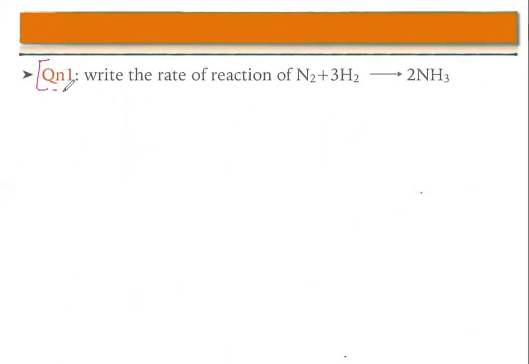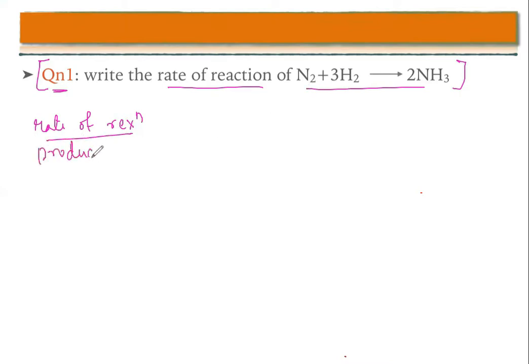Now let us try to solve question number 1. Write the rate of reaction of this particular type. As we know, for the rate of reaction, I'm going to write two parts. One is the reactant and one is the product. This is the reactant and this is the product, right? The reactant is going to decrease. So I'm writing here negative d[N2] divided by dt.